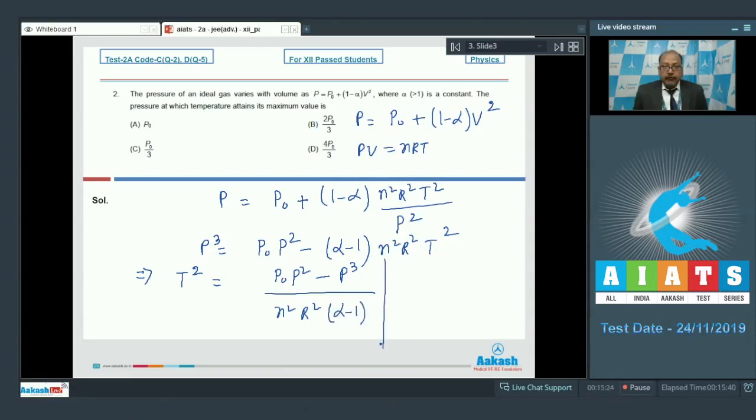T square is equal to P0 P square minus P cubed divided by n square R square into alpha minus 1. When temperature attains its maximum value, T square will also attain its maximum value, and at maximum value of temperature, derivative of T square with respect to P will be 0. So if I find d by dP of T square and put it to 0, what do we get? Which gives us 2P0 P minus 3P square equals 0, or the pressure itself is equal to 2P0 by 3.